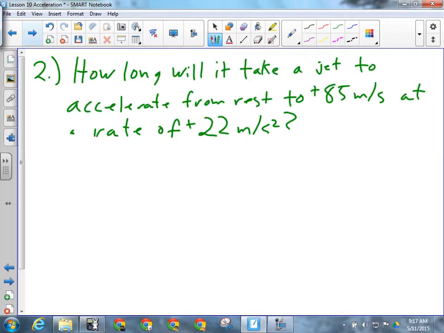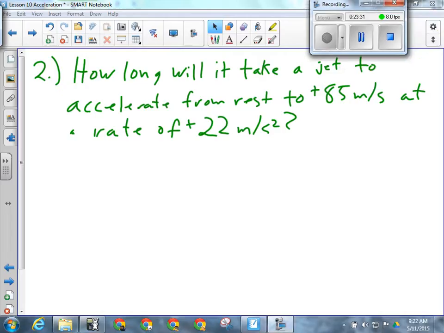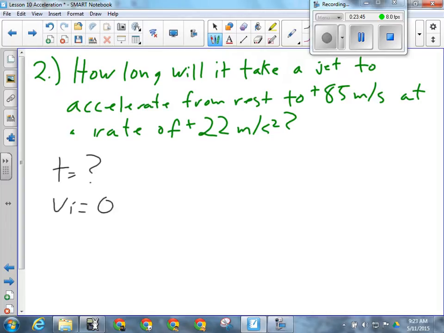All right, I want you to write down number 2 and give it a try. And then in a couple minutes, I'll go over how to solve it. In this one, they're asking us, how long will it take? So what are we being asked to find, Shay? Time. And for it to accelerate from rest, so VI is 0 meters per second, to 85 meters per second, at a rate of 22 meters per second squared.